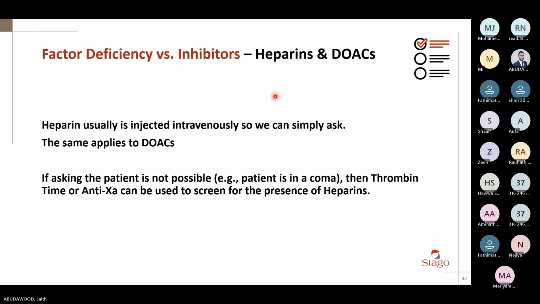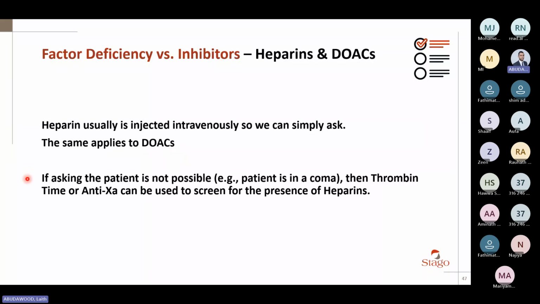So if we are suspecting an anticoagulant, we can just very simply ask the patient or the staff in the hospital, is this patient taking an anticoagulant? Okay. So if they say yes, then that's it. We found the reason for the prolongation of the mixing study. The same applies to DOAC, meaning that you can simply ask the patient, do you take any anticoagulant? The patient says yes. That's it. I found the reason for my mixing study prolongation. But again, that depends on the drug and the dosage and many other factors. But still, it can cause an interference.